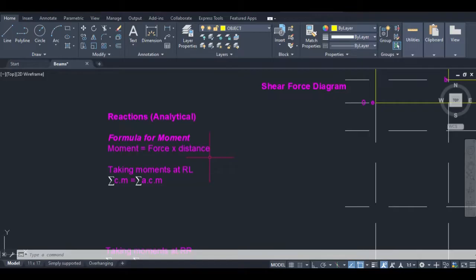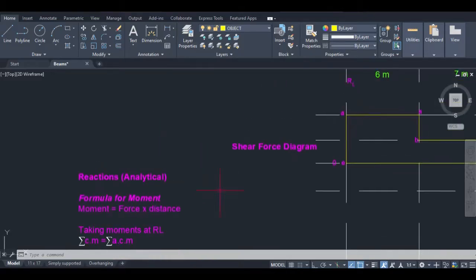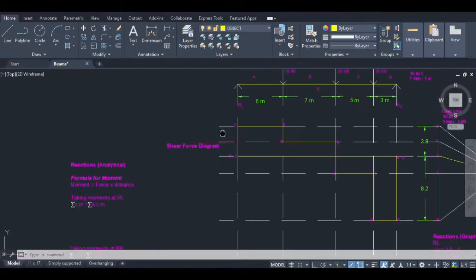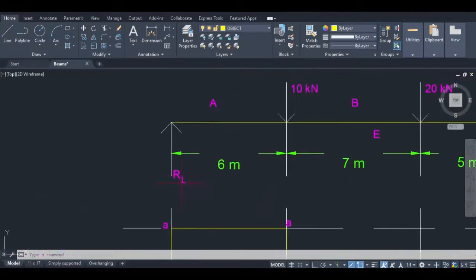Now, a key thing that we normally do is establish where we're taking moments from. What that does is give us our point of reference. So for this first one, we're taking moments at the left reaction. And here's what happens when we do that. That's why it's so important.